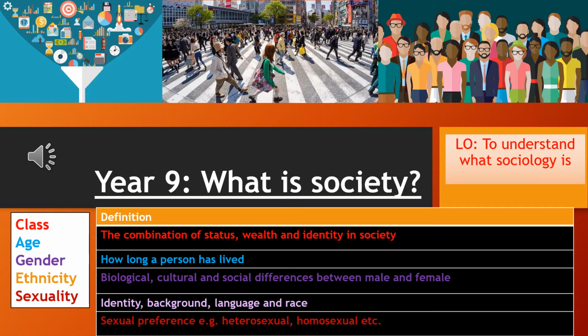So anytime you're not sure on a question or you're not sure what you can talk about, think cages. Can you talk about people's class, their age, their gender, their ethnicity, and in the minority of cases their sexuality too, and apply the sociological principles, apply the topic to them.